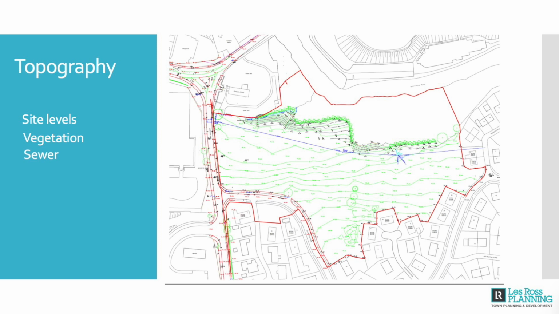Those of you who know it will know that the land slopes downwards towards the river, going sort of north in that image. And as you get closer to the river, those levels become quite steep. The land levels fall steeply down to the river, and there is a lot of tree cover down there as well. The blue line across the centre of the site on that survey shows the line of the existing public sewer.